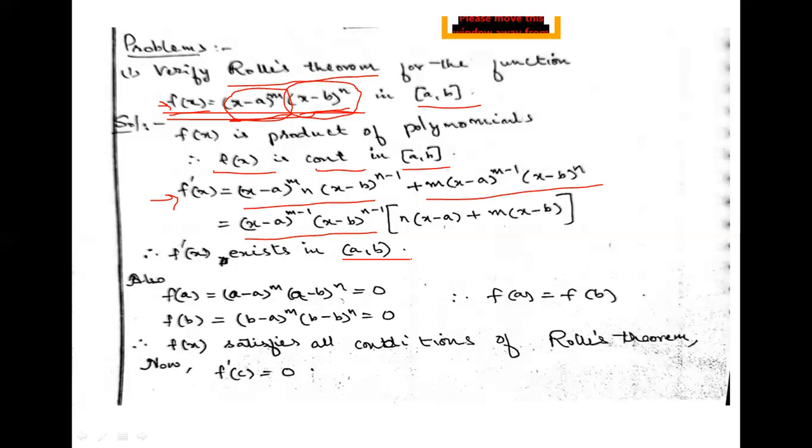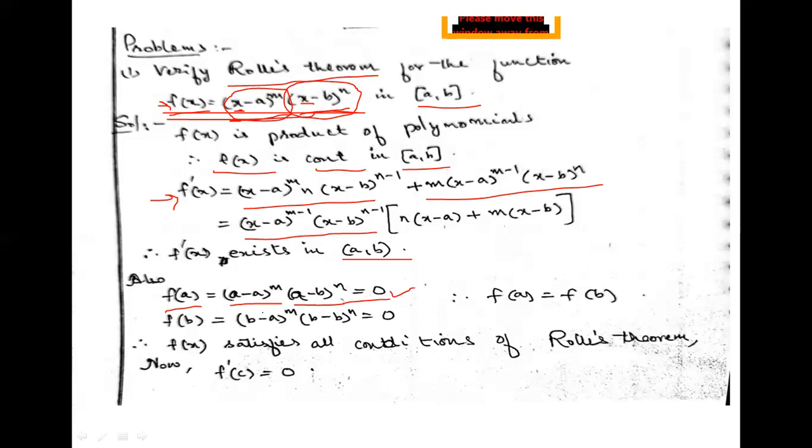So if it is, then what we have to do is equate f of a and f of b, and check are they equal or not. So what is f of a? Instead of writing x, we are going to substitute a. So f of a is equal to (a minus a) power m into (a minus b) power n, which is equal to 0. A minus a will be 0, and 0 into anything will be 0.